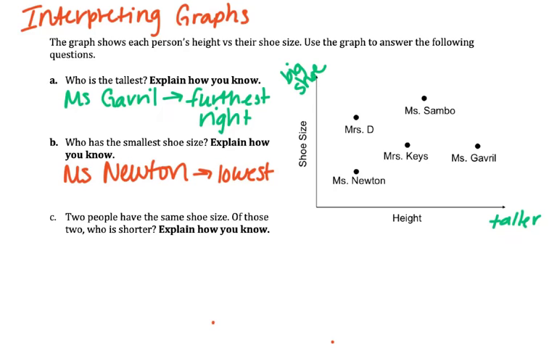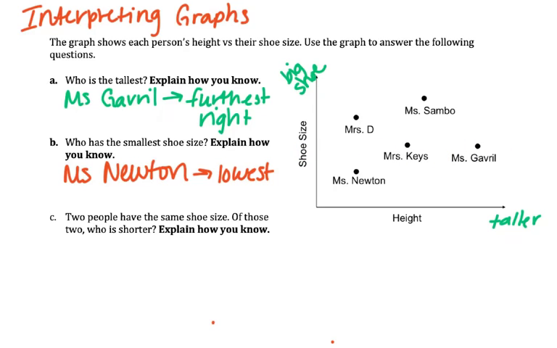It says two people have the same shoe size. Of those two, who is shorter, and explain how you know. So if they have the same shoe size, that means they're at the same spot on this axis. So Miss Sambo is the only one up here. Mrs. D is the only one right here. Mrs. Gabriel and Miss Keys, though, look like they're at the same level on the shoe size axis. So we know that they have the same shoe size.